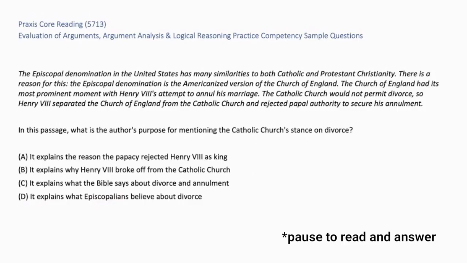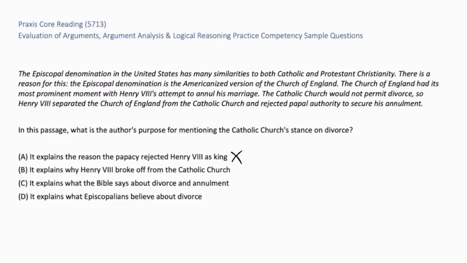Please take a moment to pause the video to read the passage. In this passage, what is the author's purpose for mentioning the Catholic Church's stance on divorce? A, it explains the reason the papacy rejected Henry VIII as king. B, it explains why Henry VIII broke off from the Catholic Church. C, it explains what the Bible says about divorce and annulment. Or D, it explains what Episcopalians believe about divorce.